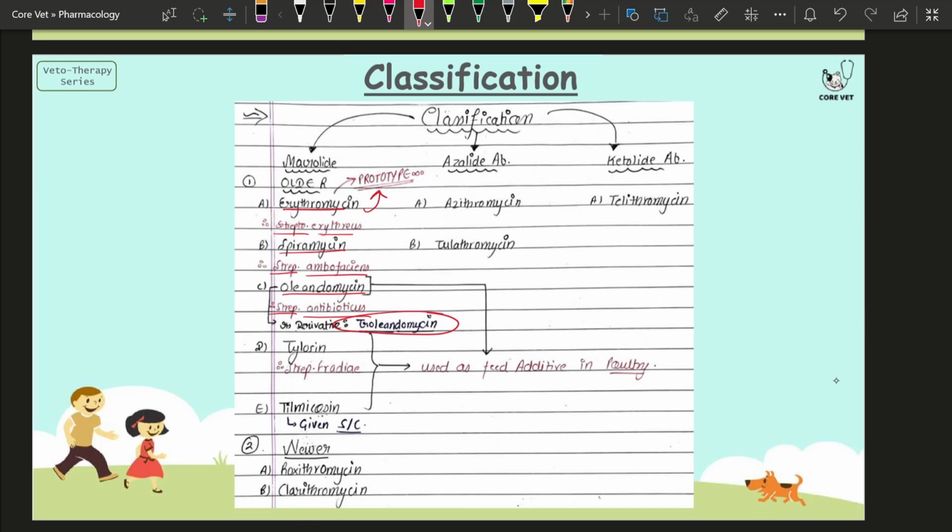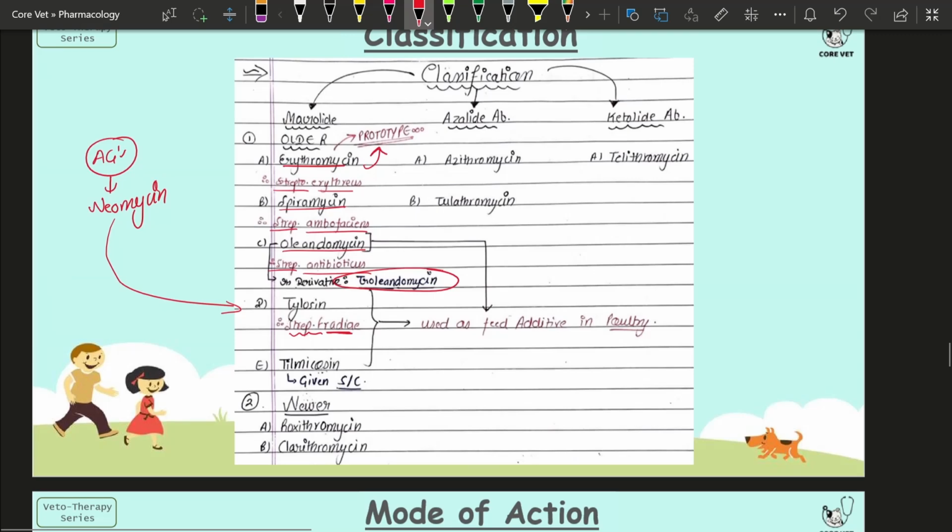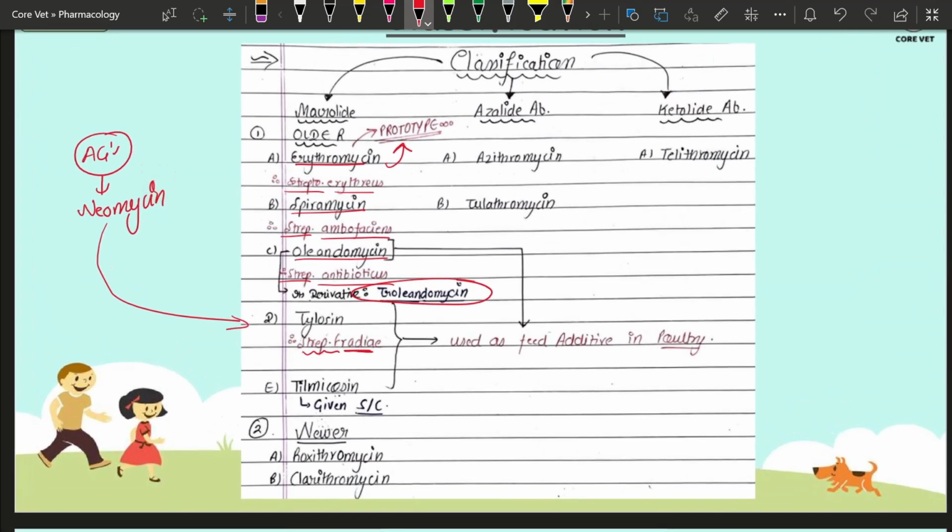The next drug is tylosin, which is obtained from Streptomyces fradiae. If you recall, there is a drug you studied in the aminoglycosides, which is neomycin. Neomycin has the same source as tylosin. Neomycin was also obtained from Streptomyces fradiae, and similarly tylosin is obtained from Streptomyces fradiae. The source is similar for both drugs, but the classes are different: one is a macrolide, the other an aminoglycoside.